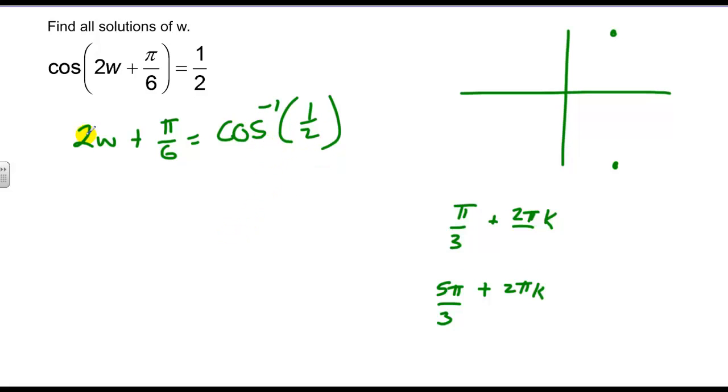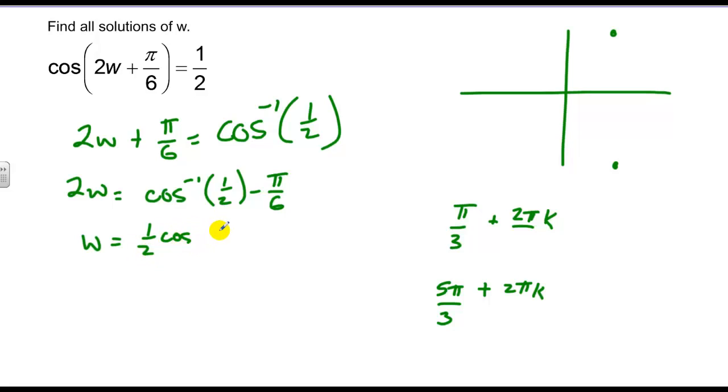Now, all that does is satisfy this part of the problem. So the next thing I'll have to do to find w is I'll have to take and say 2w is equal to the inverse cosine of 1/2 minus pi over 6. And then to that, I will have to take and multiply both by 1/2. So, if this was my cosine of 1/2 solution, I have to multiply these by 1/2 and then subtract pi over 6 from that.